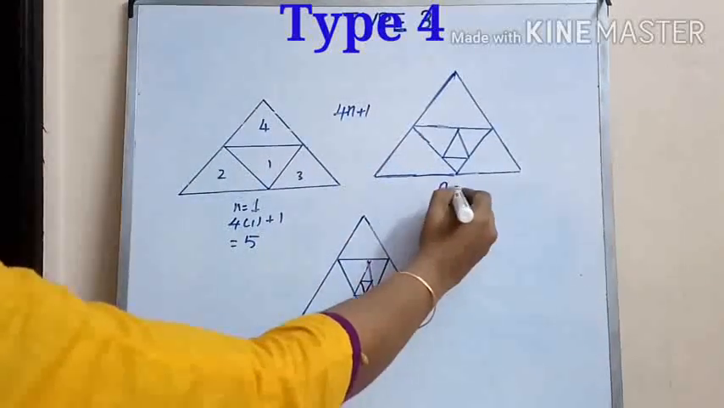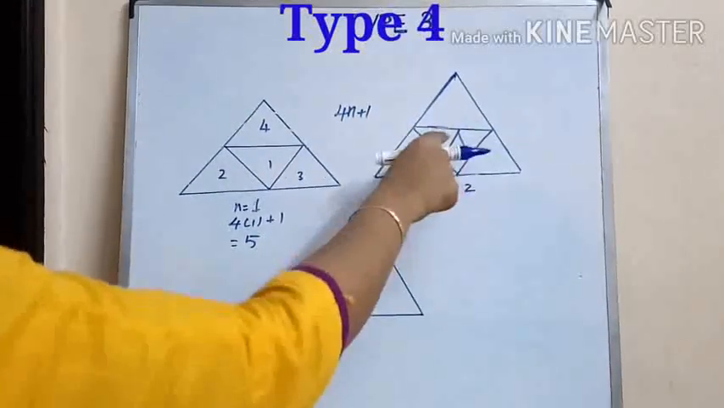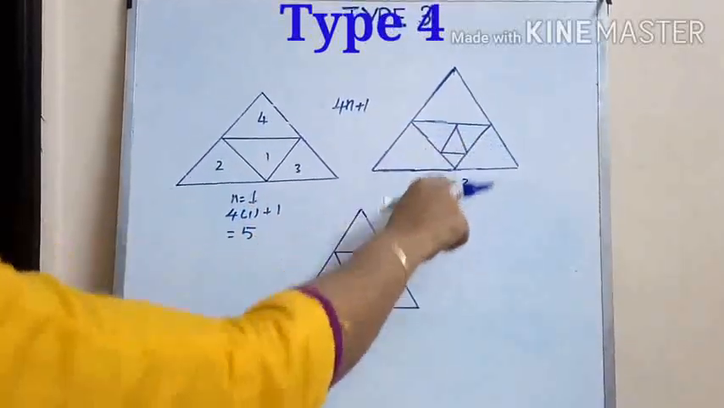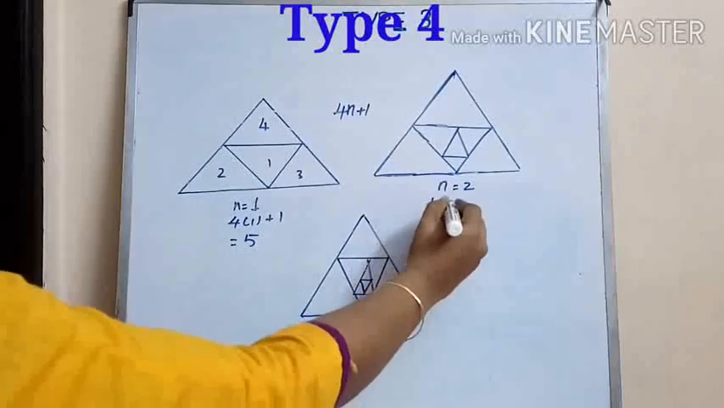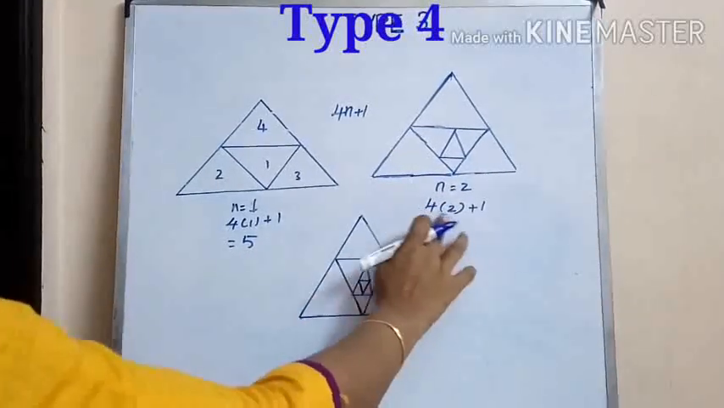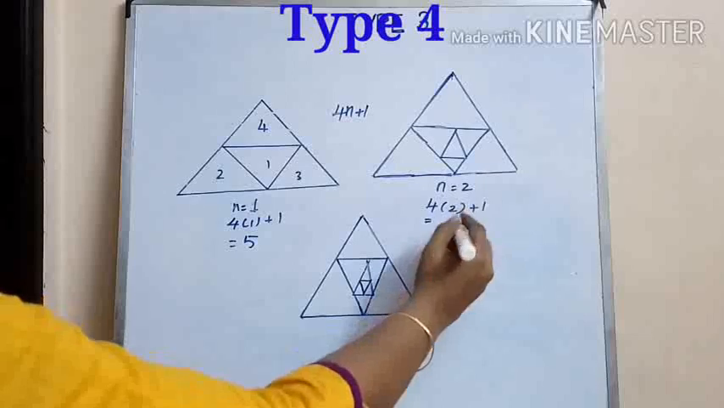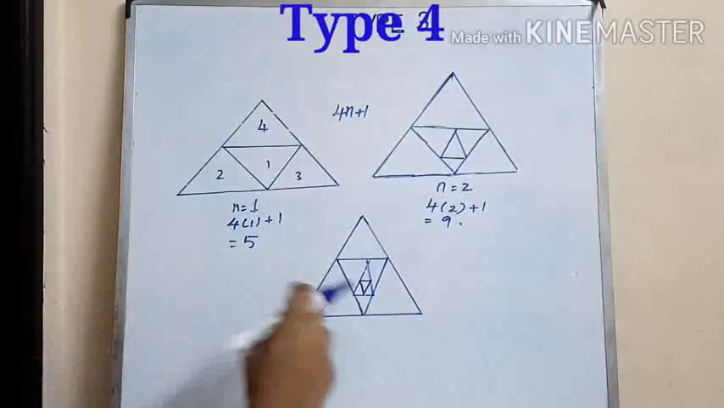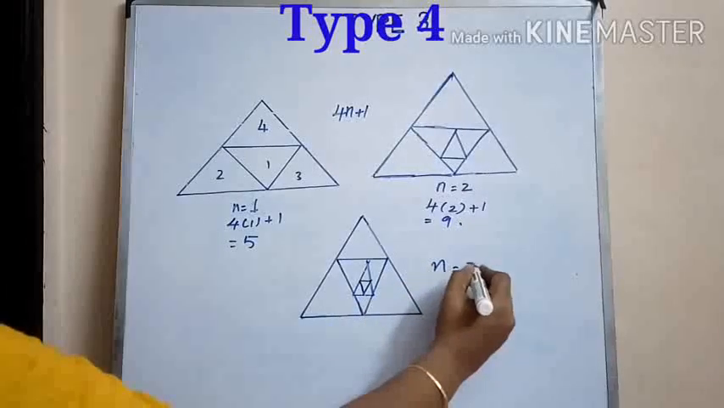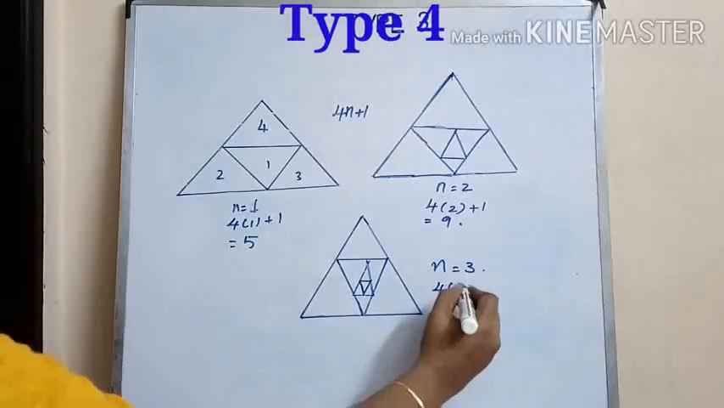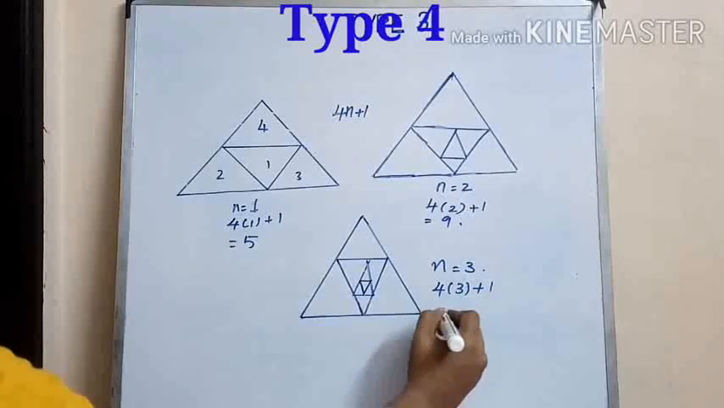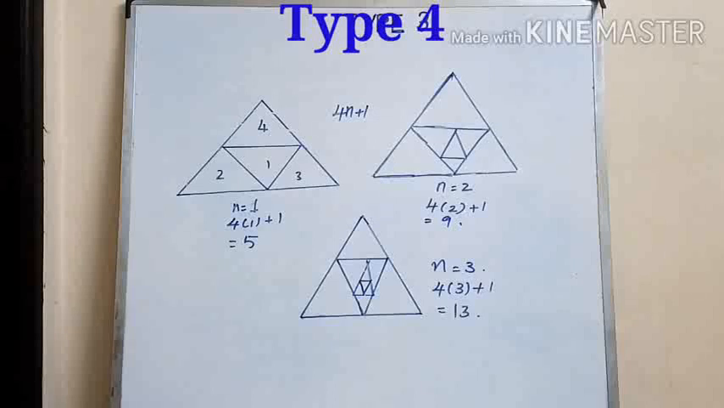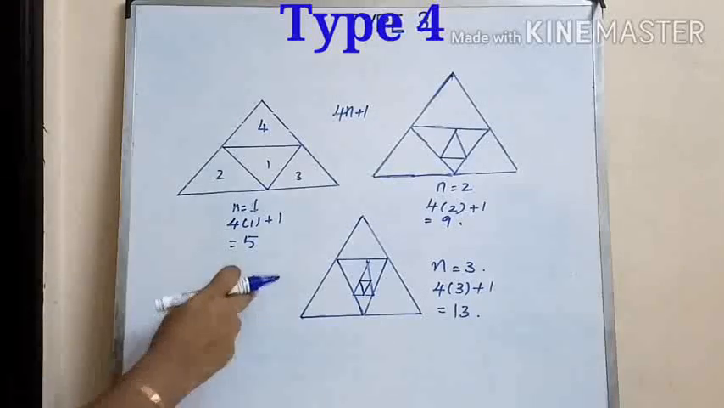Here we have 2 embedded triangles within the main triangle. So n is equal to 2 and the total number of triangles will be 4 into 2 plus 1, which is equal to 9. Here in this triangle we have 3 embedded triangles, so n is equal to 3. So the total number of possible triangles is 13.